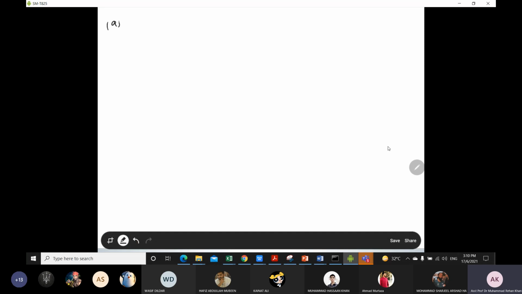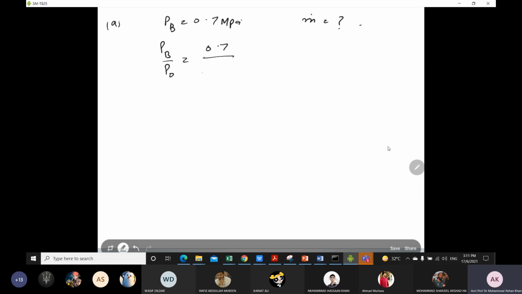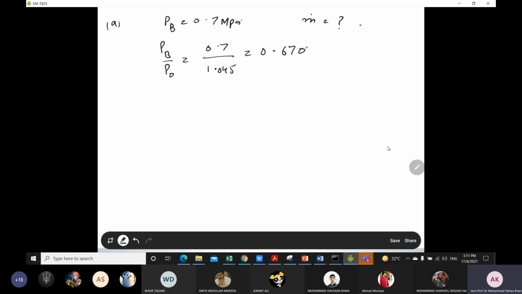Coming towards part number A, we have to find the mass flow rate when your back pressure is 0.7 megapascal. First we can find PB by P naught. P naught we already found. The PB value is 0.7 megapascal and the P naught value is 1.045 megapascal. You can take the ratio of these, and it will be 0.670.